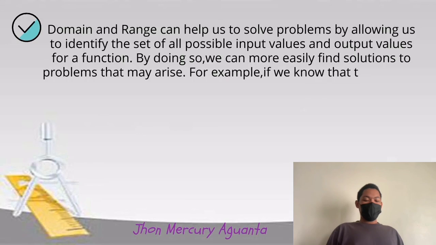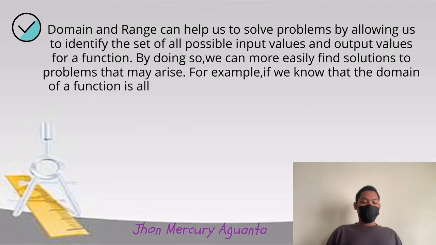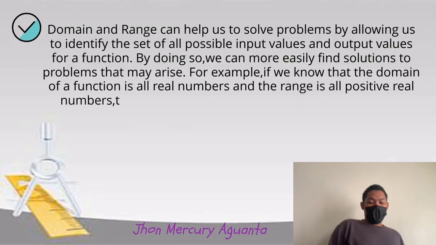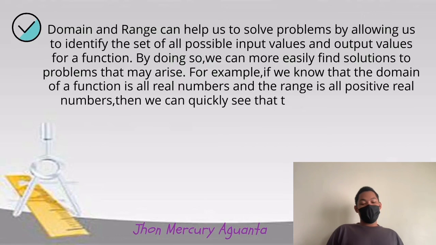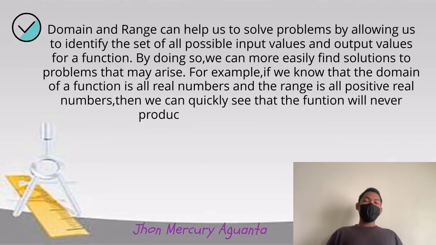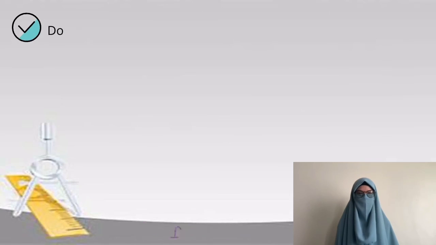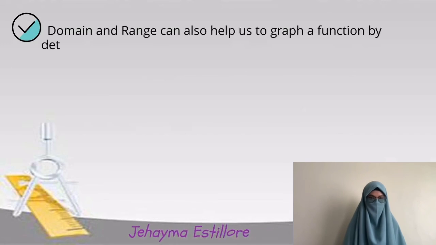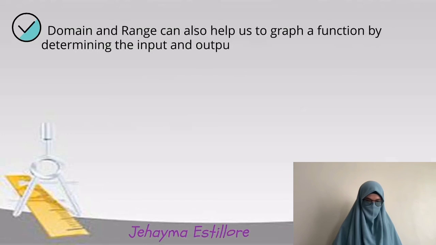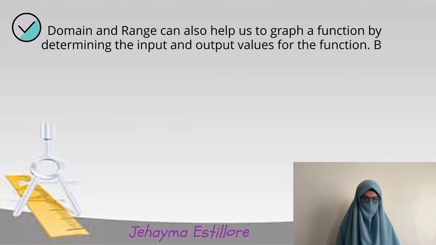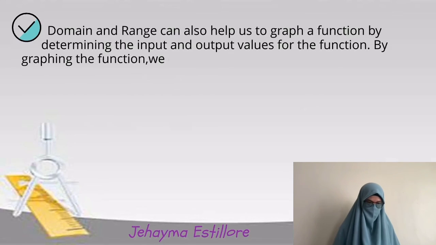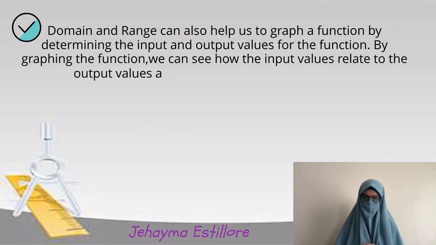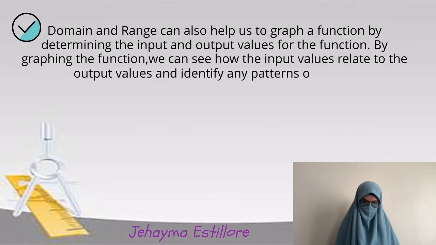For example, if we know that the domain of a function is all real numbers and the range is all positive real numbers, then we can quickly see that the function will never produce a negative output value. Domain and range can also help us to graph a function by determining the input and output values for the function. By graphing the function, we can see how the input values relate to the output values, and can identify any patterns or trends.